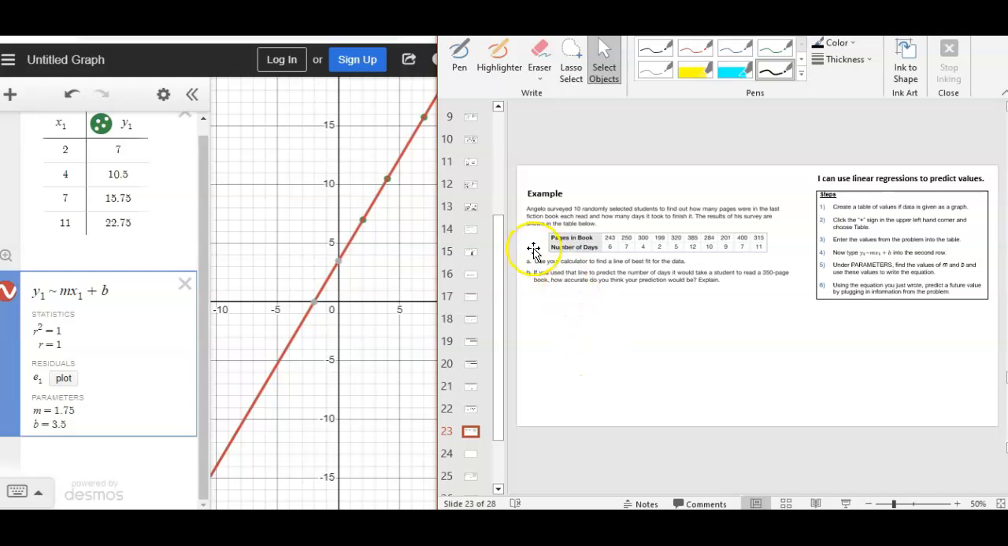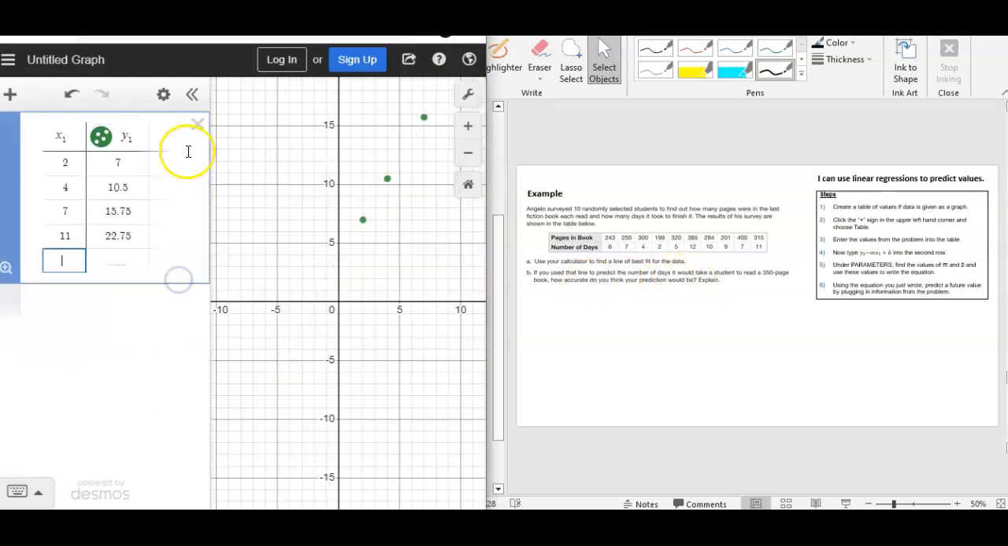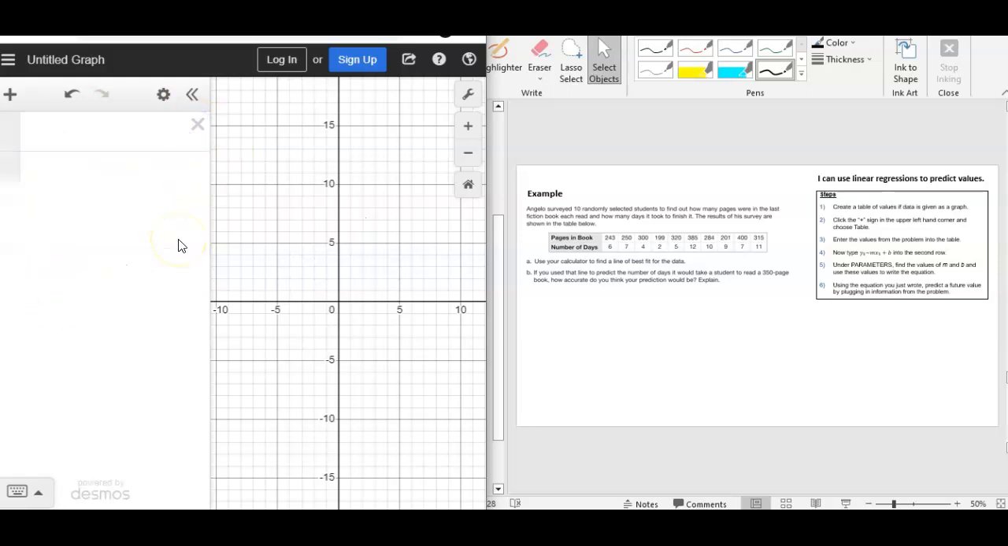The results of his survey are shown below. So we're going to find a line of best fit for this data. What's helpful in Desmos, whenever you're starting a new problem, is to just exit out of everything you already have, okay?